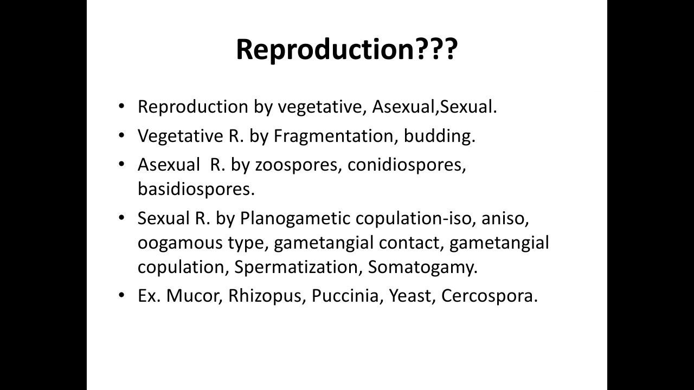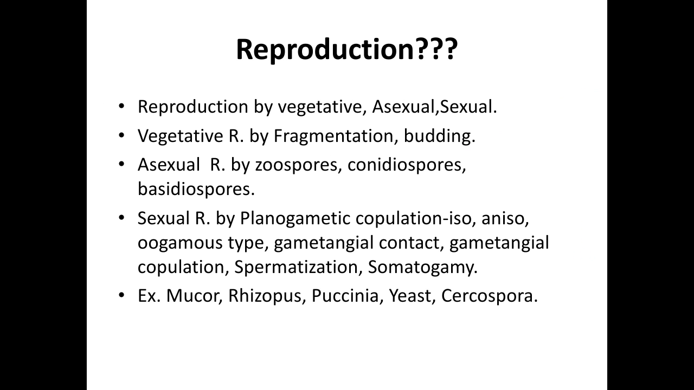Then the third, oogamous type of reproduction, which is highly evolved. The male sex organ is known as the antheridium, and the female sex organ is known as the oogonium. Such reproduction is known as oogamous reproduction. Then sexual reproduction also takes place by gametangial copulation.